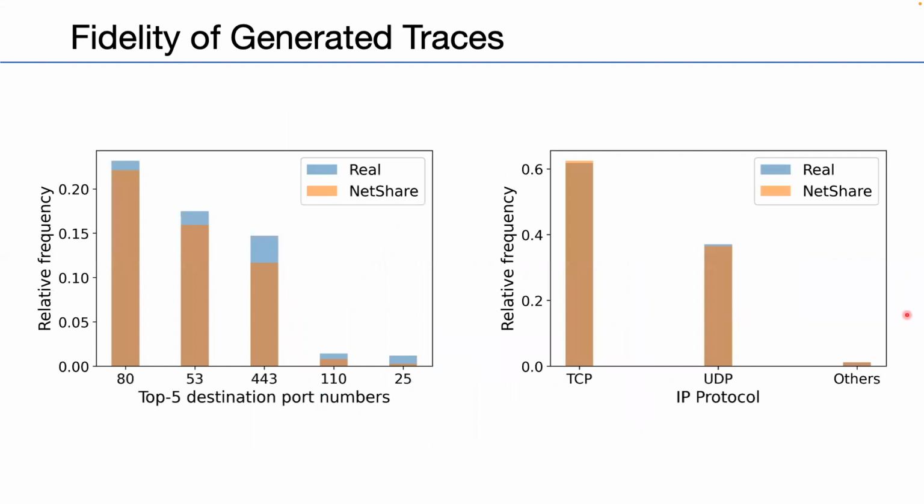Finally, we looked into the top 5 service destination port and IP protocol frequency in the UGR16 dataset and the generated traces. Here we can see that these two distributions are also very similar to that of the original dataset. The fidelity of the NetShare generated traces was supported by the fact that its distribution closely matched those of the original dataset in terms of flow size, flow volume, and different packet properties.